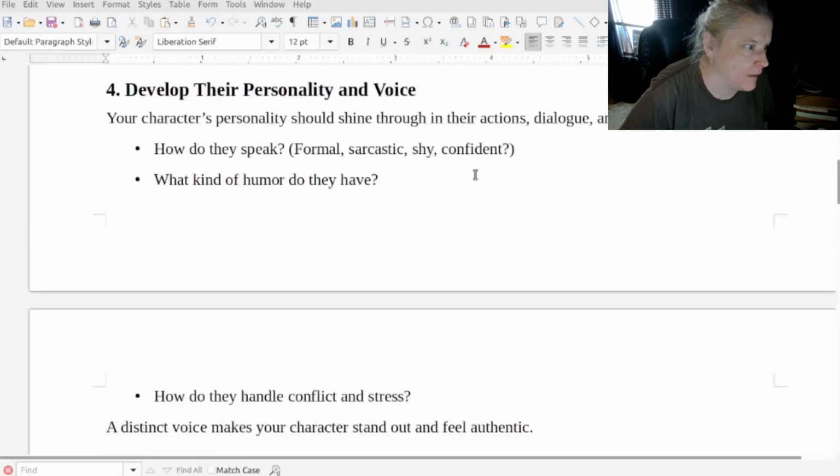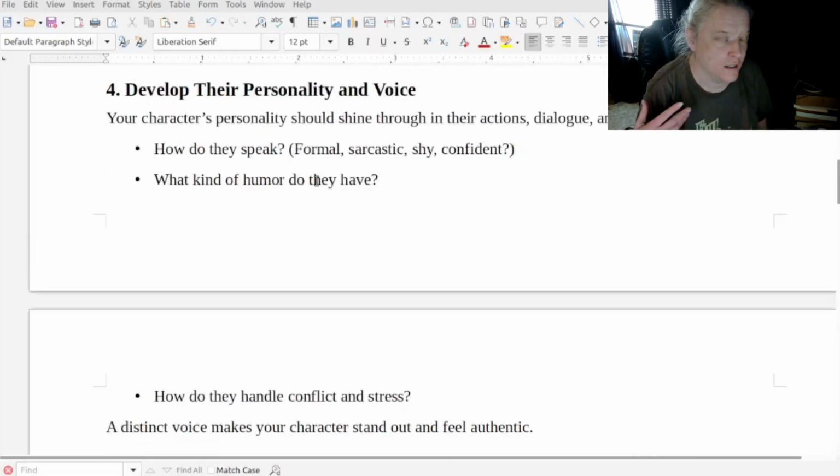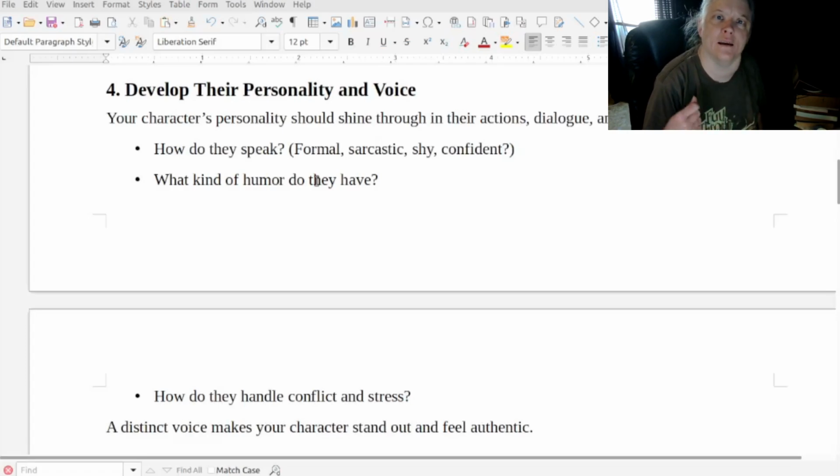So, consider, how do they speak? Is it formal? Is it sarcastic? Do they seem shy? Are the words confident? How does your character speak? And some good books to read as far as figuring out how a character speaks: Stephen King's got an older style where he puts in the accent marks and clips the words. That's a way to define your character.